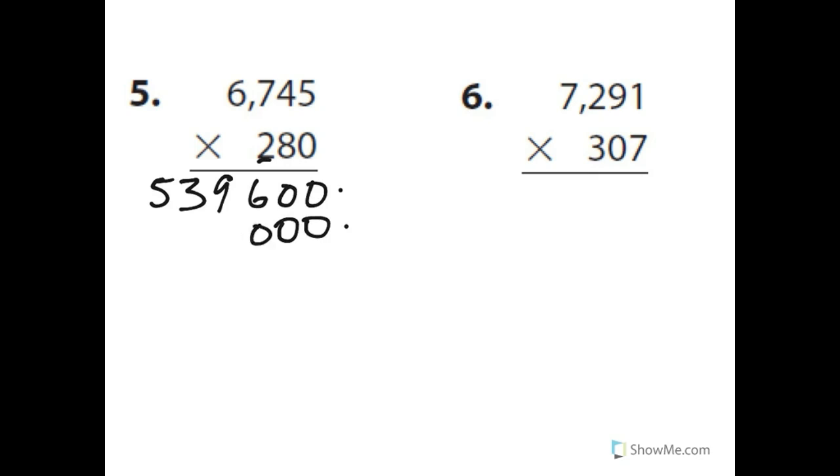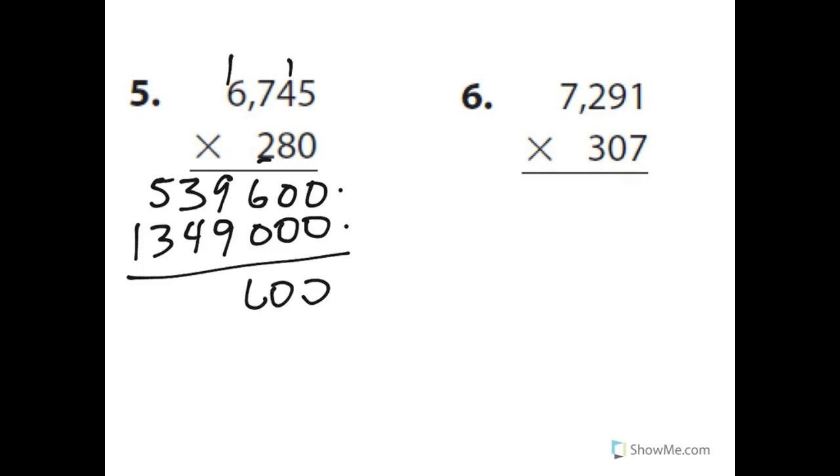2 times 5 is 10. Carry that 1. 2 times 4 is 8. 8 plus 1 is 9. 2 times 7 is 14. Carry that 1. 2 times 6 is 12. Plus 1 is 13. So 0, 0, 6, 18, 8, 8 and 1. That is 1,888,600. That is a rather large number. Yes, us calculators are doing great here. Y'all are doing great. Go ahead and solve number 6 and we'll go over it.